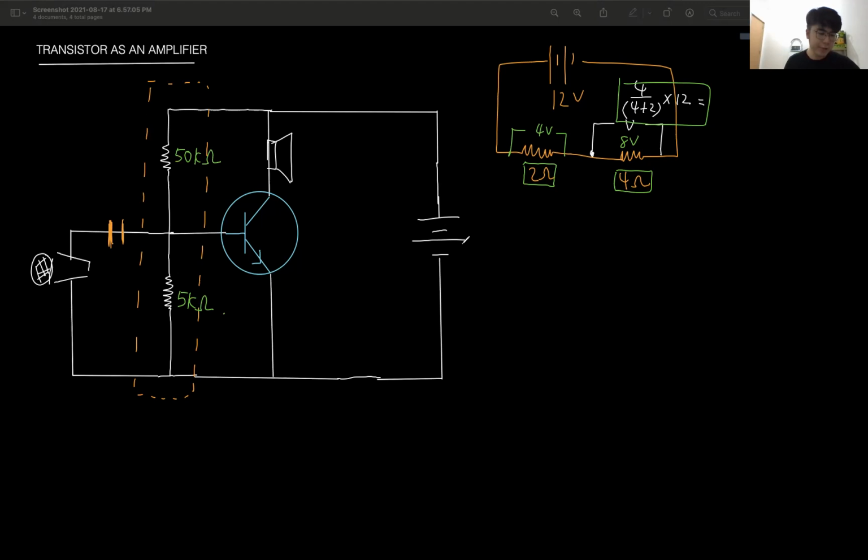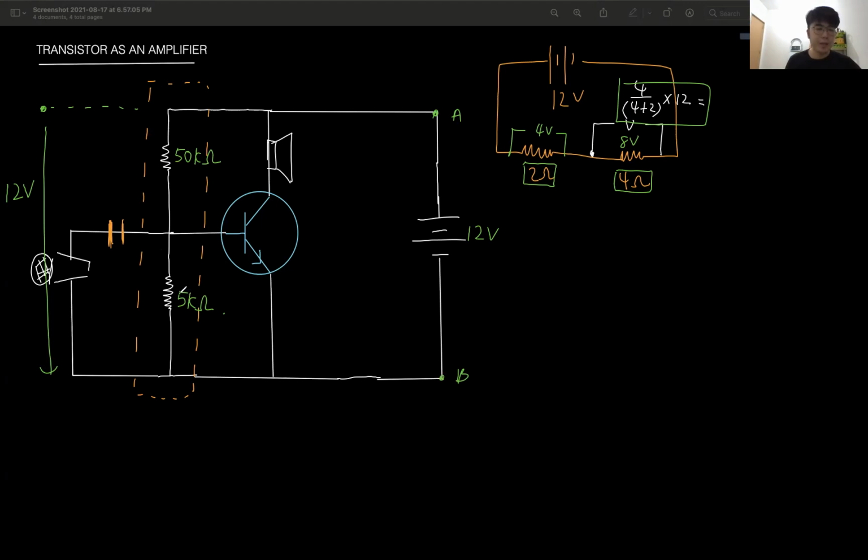If I say that the battery has 12 volts, then the potential difference between these two points A, B is 12 volts, and the potential difference between here and here is also 12 volts, parallel, left and right, same. The 50 kilo ohm will share some portion of this 12 volts, and the 5 kilo ohm will also share a certain portion of the 12 volts. That is the function of these two resistors.